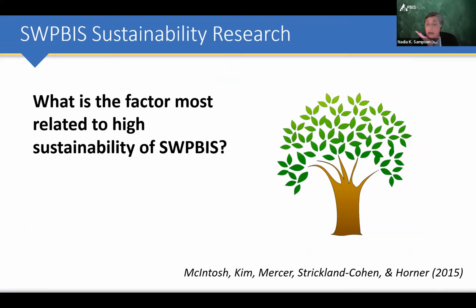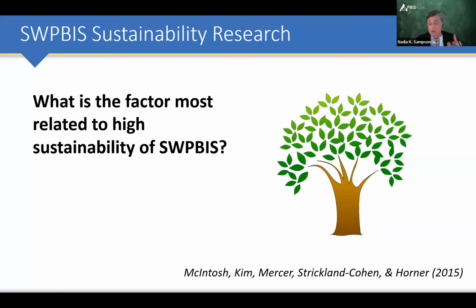So one of the things that we know too is that the factor related to high sustainability in school-wide PBIS, and this study was done by Kent McIntosh. I don't really know who Kim is. But Kathleen Strickland Cohen, Rob Horner, and a couple other folks. I'm sorry, I don't know their first names, but these are all people that we're generally familiar with.